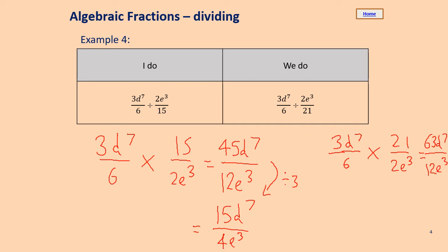And again, what's going to be better about that answer? It's going to be simplifying it, okay? So 12 and 63 share a common factor of 3. So if we divide top and bottom by 3, we'll be left with 21e to the power 7 over 4e cubed. So really well done if you got that right. If you didn't, pause the video here, make sure you got that copied down, try and spot where you went wrong.